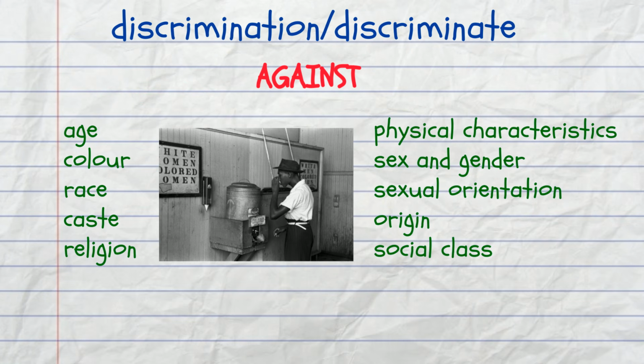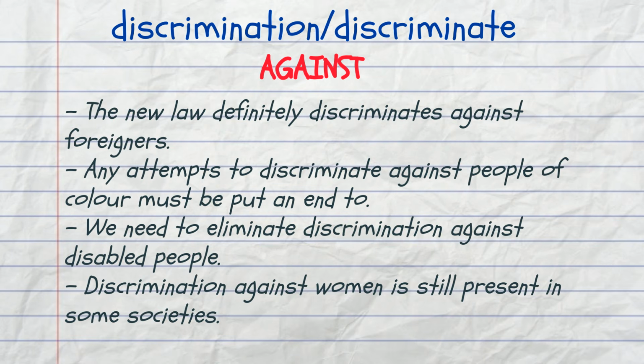Since we're learning vocabulary, I must note that the preposition against is used with the words discrimination and discriminate. For example, the new law definitely discriminates against foreigners. Any attempts to discriminate against people of color must be put an end to. We need to eliminate discrimination against disabled people. Discrimination against women is still present in some societies.